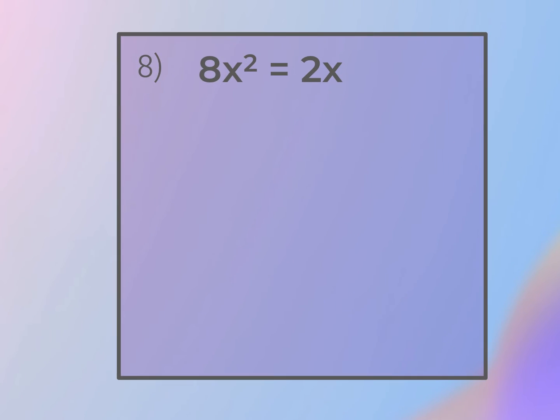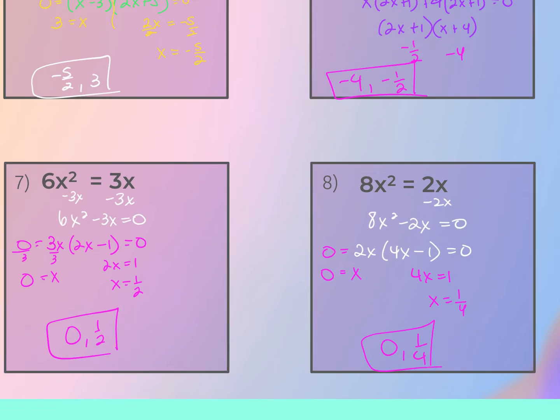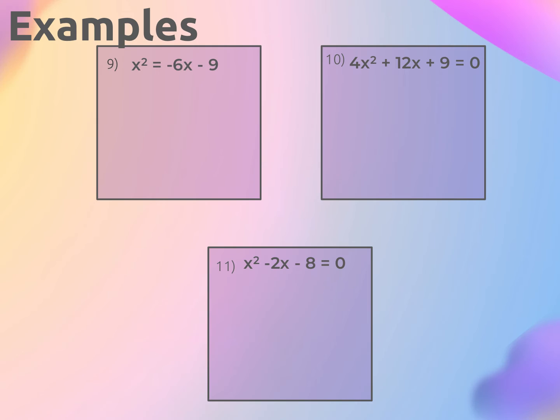Okay. 8, pretty similar. Subtract the 2x again. Take out a 2x. And split and solve. I get 0 and 1/4. Raise your hand if you got all 3 right. Good. Okay. Any questions? All right, let's do number 9, and then we'll actually do 9 and 10, and then we'll come back to 11.